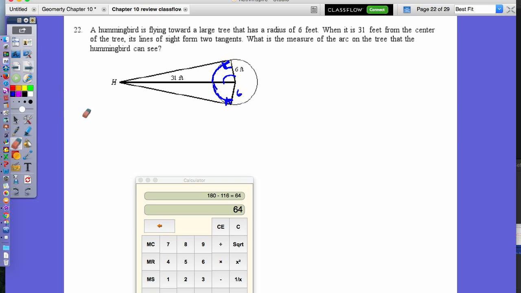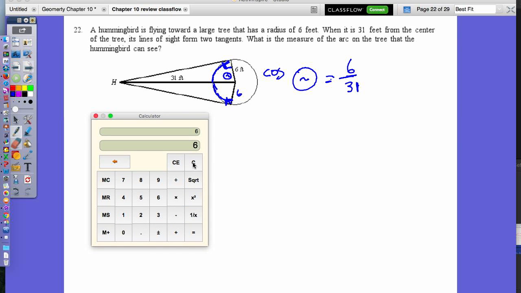I can also use this and find the measure of this angle here. And actually, I'm going to erase that, and I'm going to call that angle theta because I'm using a trig ratio. This is a right triangle. I have the adjacent side, 6, and I have the hypotenuse of 31. And adjacent and hypotenuse gives me cosine.